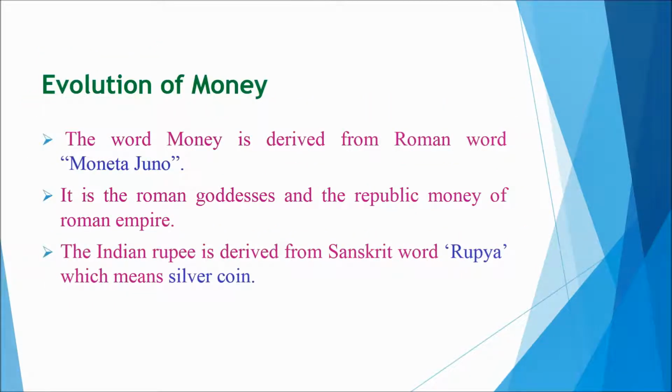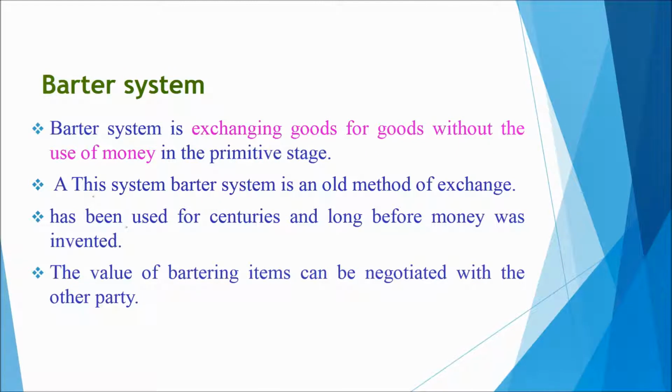Now let's see evolution of money. The word money is derived from Roman word moneta geno. It is the Roman goddess and the republic money of Roman Empire. The Indian rupee is derived from Sanskrit word rupya, which means silver coin. Barter system. Barter system is exchanging goods for goods without the use of money in the primitive stage. So, primitive means ancient days, that is the starting stage.